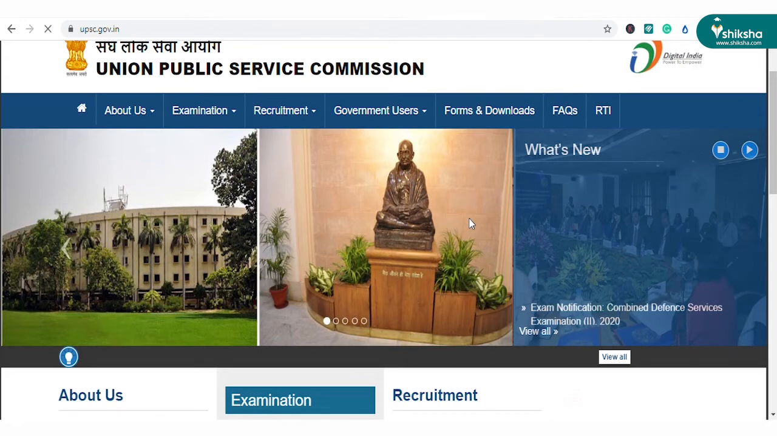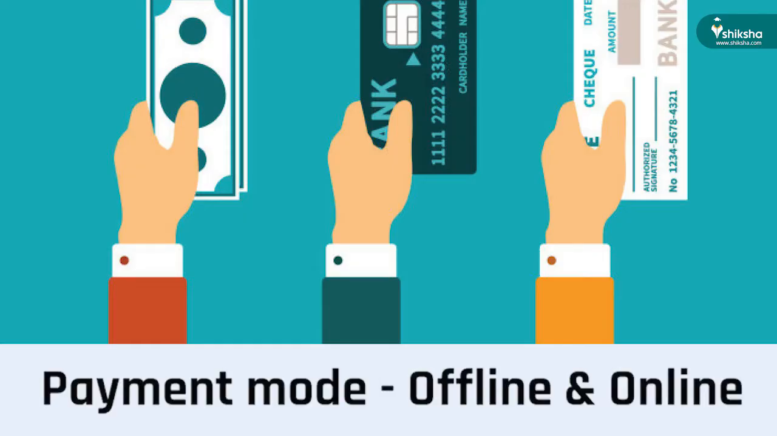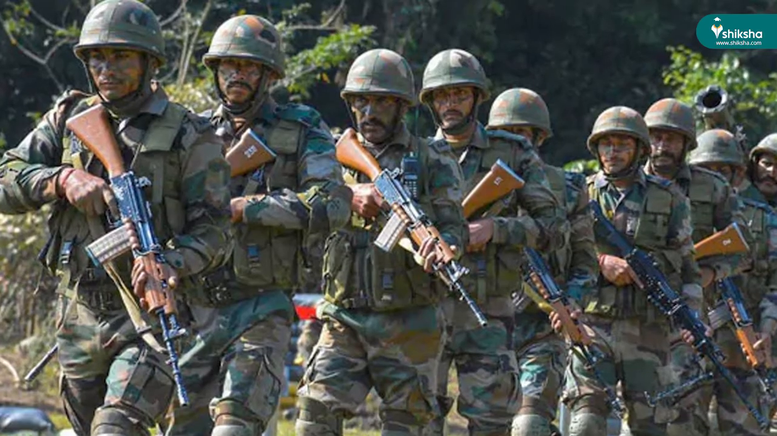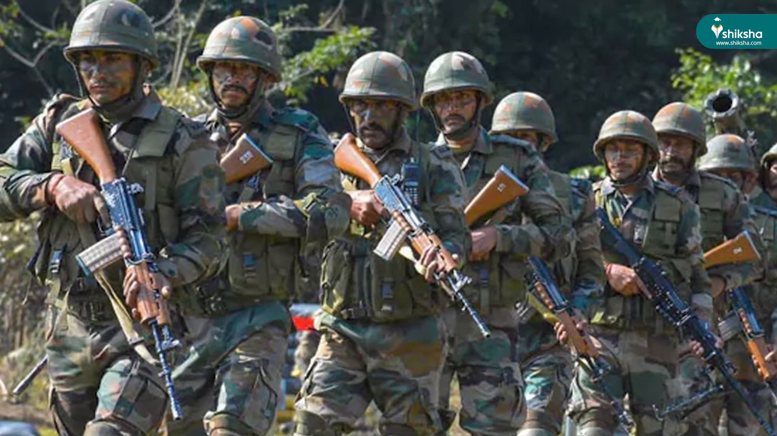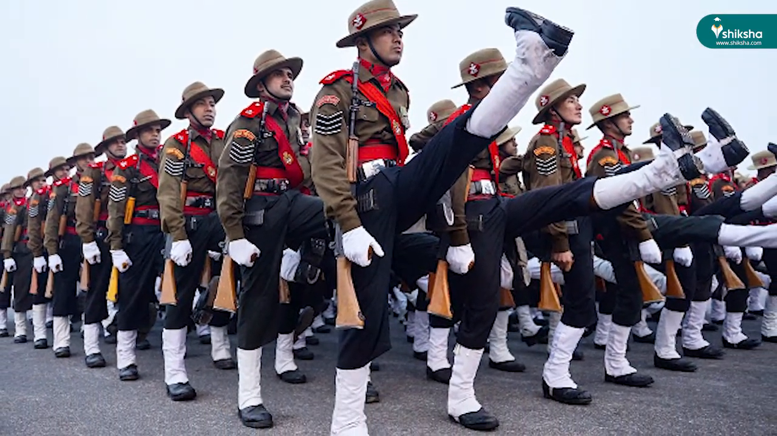NDA application form is released online by UPSC. Candidates can pay the application fees both online and offline. The application fees are ₹100. However, SC/ST candidates or sons of JCOs or NCOs or ORs are exempted from paying the application fees.